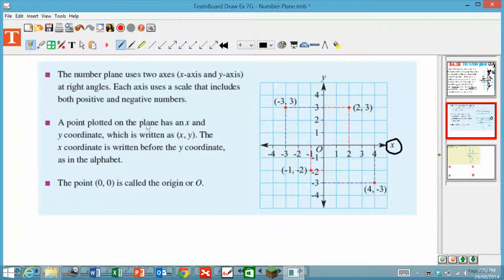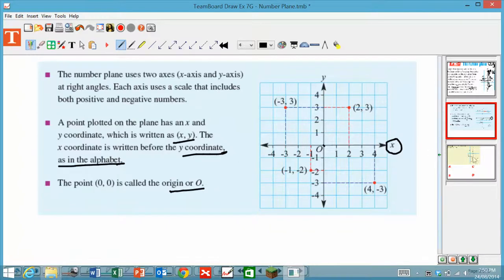A point plotted on the plane has an x and y coordinate, written as (x, y), remember, in that order. The x coordinate is written before the y coordinate, as in the alphabet. Funny, I just explained it that way myself. Aren't I a clever little fella? Anyway, the point (0, 0) right here is called the origin, or O. If you're ever asked to plot a point at the origin, it is right where the x and y axes meet.